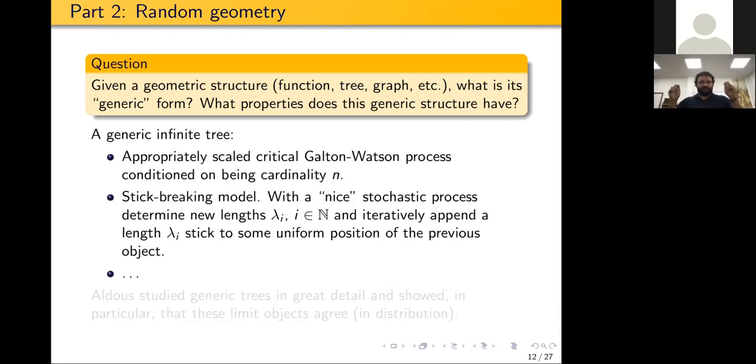You just take a unit line, and with some nice stochastic process, you determine some point in there where you'll break this, where you will attach a new stick. So I'll take this stick, and you randomly decide another length, and then uniformly put it somewhere along this stick. So maybe you put it here, and then you take another random length, again from a nice process.